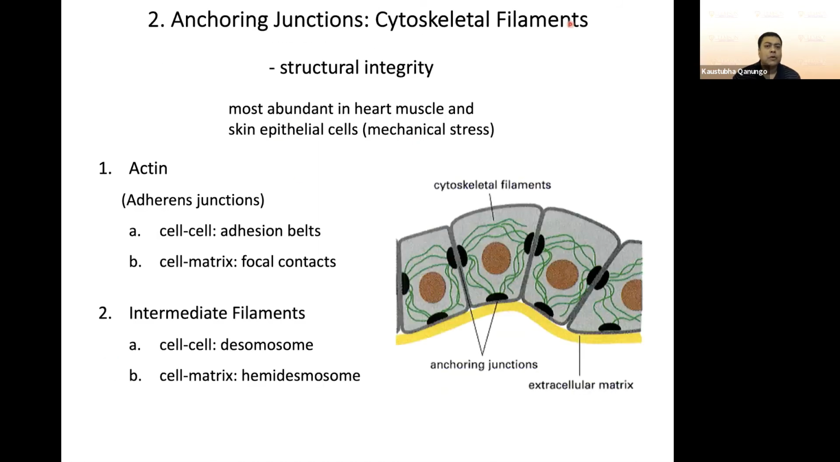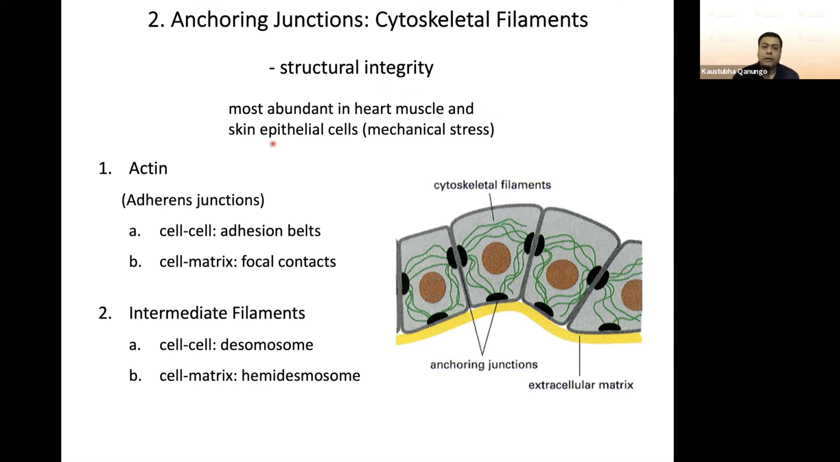Okay. So next, what we are looking at is the second type. So that's all about your occluding junctions. Next, we are moving into the anchoring junctions, and cytoskeletal filaments are responsible for that. And this gives the structural integrity of the cell. And they are abundant in the heart muscle because, think about that, for your whole lifetime you are constantly beating your heart and the blood is being rushed through that. So it's a lot of mechanical stress.